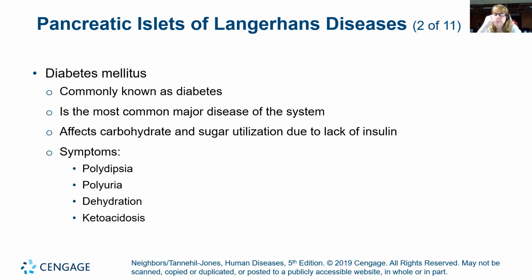So the first disease we're going to talk about is diabetes mellitus. This is what's commonly known as diabetes. It's the most common major disease of the pancreas. It affects carbohydrate and sugar utilization because the islets of Langerhans do not secrete enough insulin.